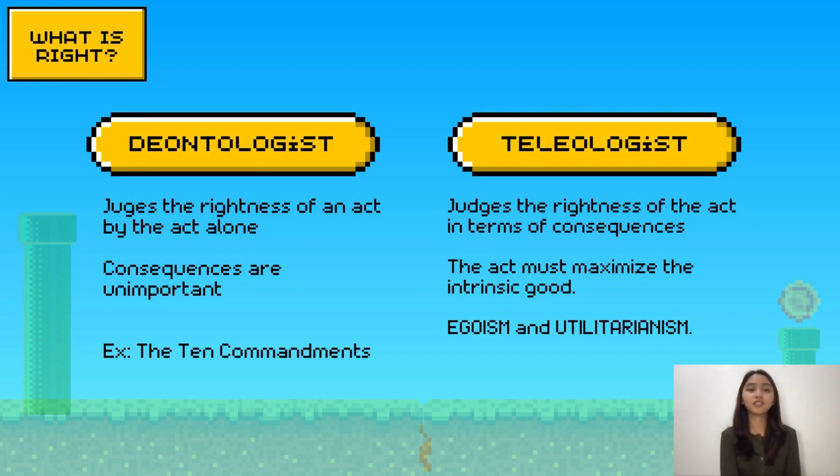A teleologist, on the other hand, judges and evaluates the rightness of the act in terms of consequences. The act must maximize the intrinsic good. For instance, if the intrinsic good is happiness, then an act that maximizes happiness is a right action and wrong if it doesn't.